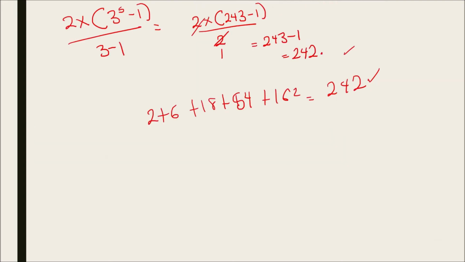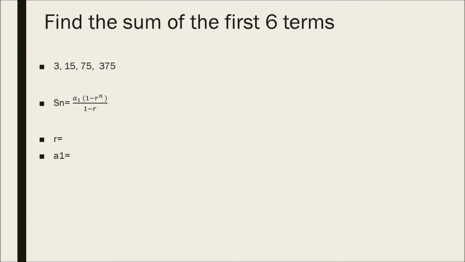Okay, wonderful. Now find the sum of the first 6 terms in this sequence. We have 3, 15, 75, 375. Interesting. So first of all, what's our R? We can simply say R is A2 divided by A1, A3 over A2, just the next term over the previous term. So 15 divided by 3, that's 5. We can also say 75 divided by 15, it's also 5. So our R is 5 and our A1 is 3.